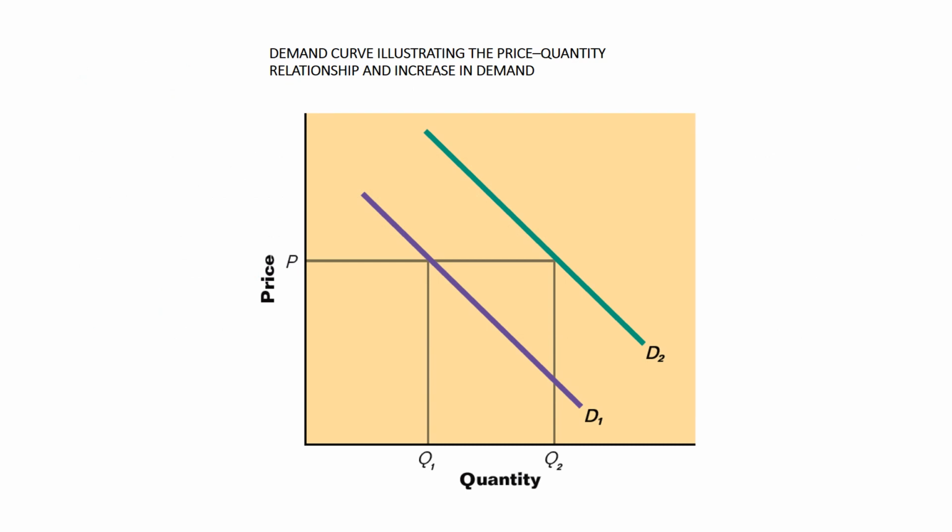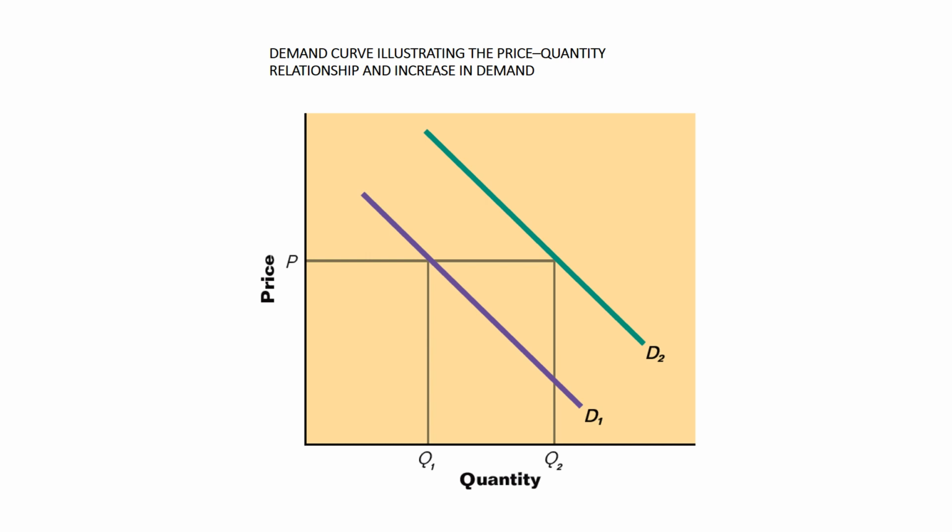Here are two typical demand curves labeled D1 and D2. They're shown as straight lines for convenience. By convention, price is shown on the vertical axis and quantity is shown on the horizontal axis. By the way, this is quantity per some period of time, such as quantity per day or quantity per month.